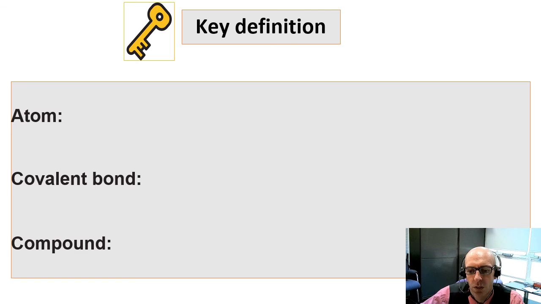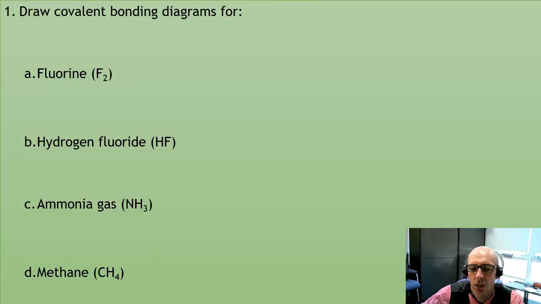3 definitions to put in your notes. We learned a while ago what an atom was and what a compound was, and now I'd like you to write down a definition of what a covalent bond is, and then include that in your notes you send to your teacher.